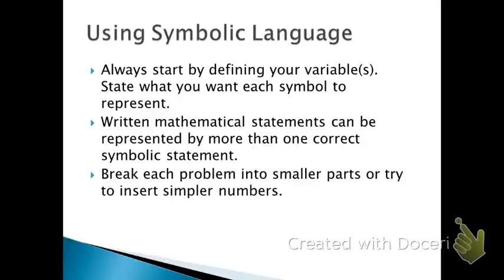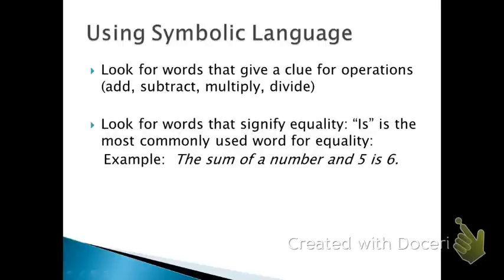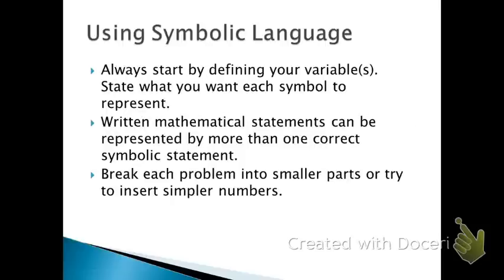Okay, so I wanted to start with a few tips about using symbolic language. You should always start by defining your variable. You always want to start by defining your variable, stating what you want each symbol to represent. So in the previous example, we let x be the first odd integer. So it's an example of what I mean by defining the variable. And we're going to see that over and over again. We're going to use these steps here. So we'll come back to this again, but here's just a few tips.